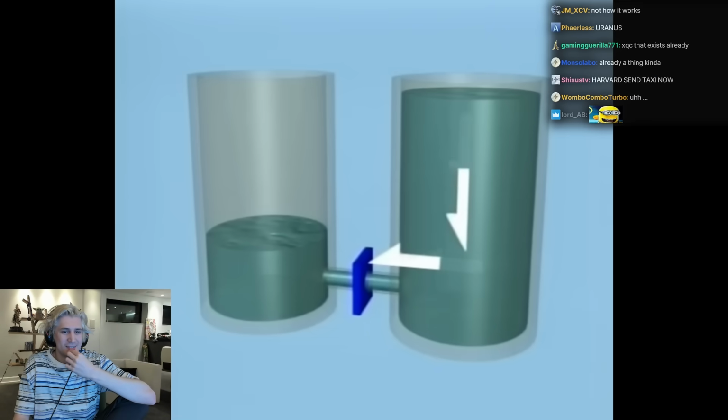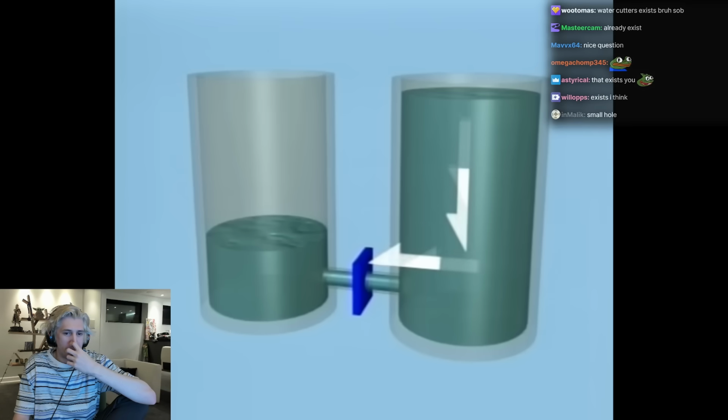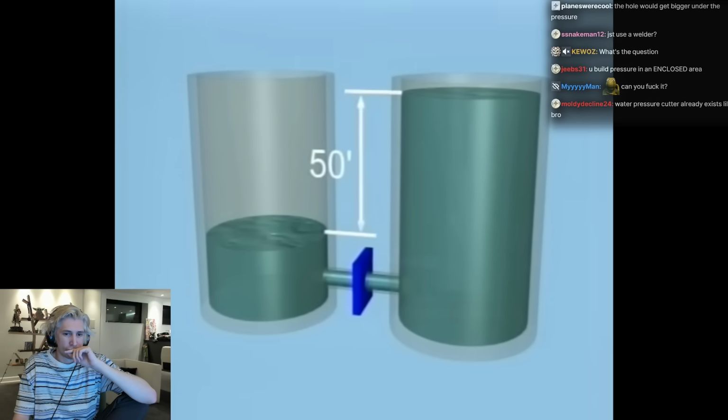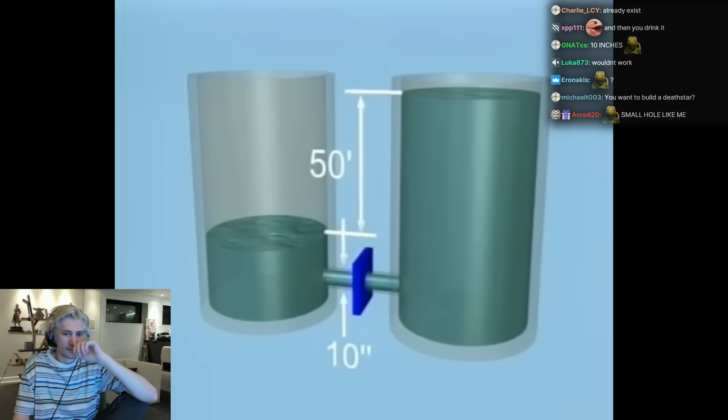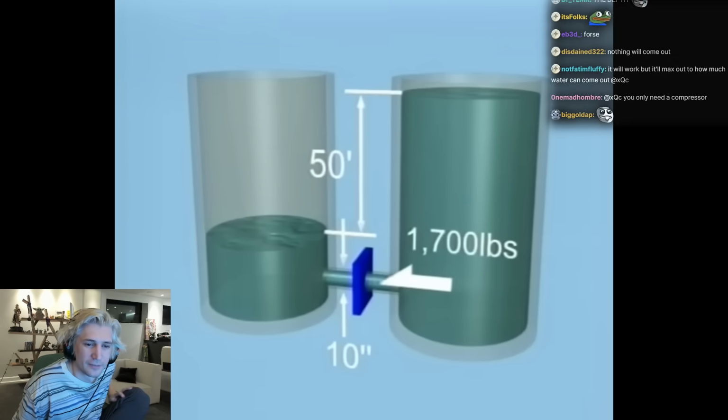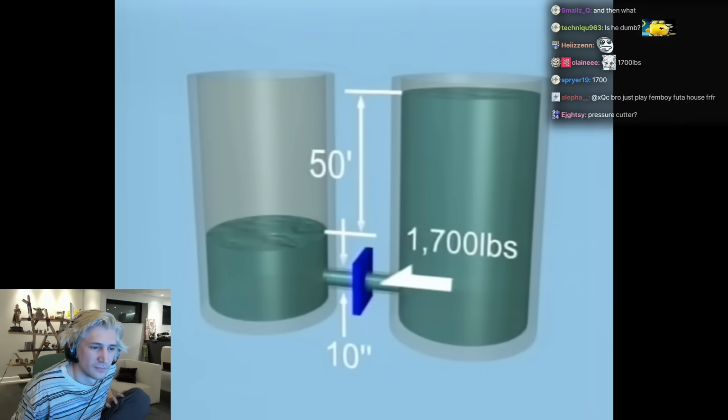The force depends on the difference in the depths of the water and the diameter of the pipe. If the difference between the depth of water is 50 feet and the diameter of the pipe is 10 inches, the force of water exerted on the valve is nearly 1,700 pounds.